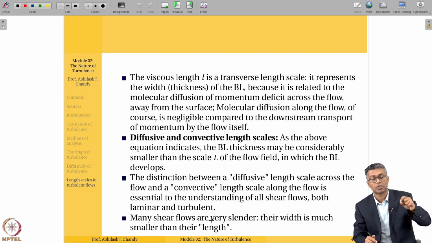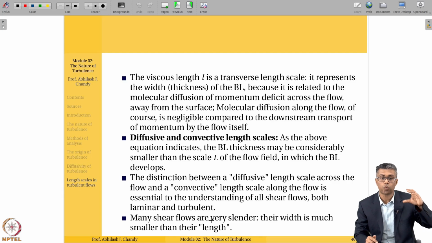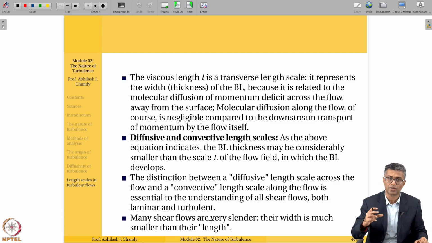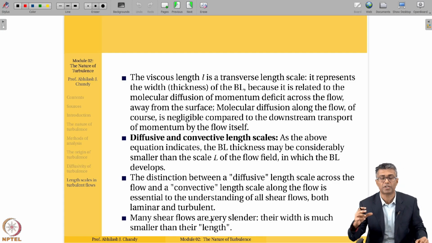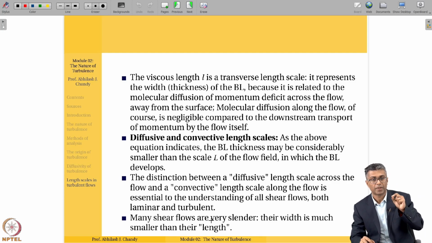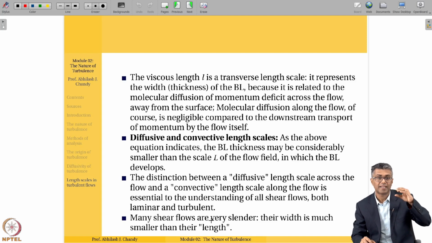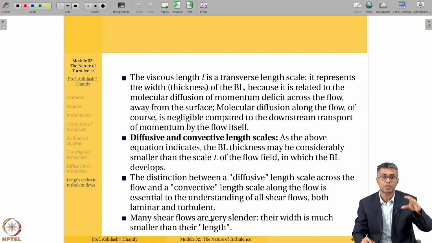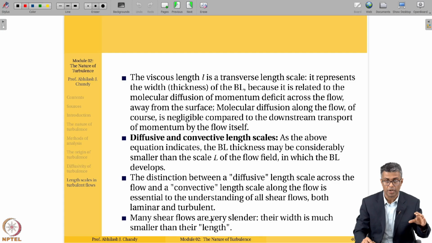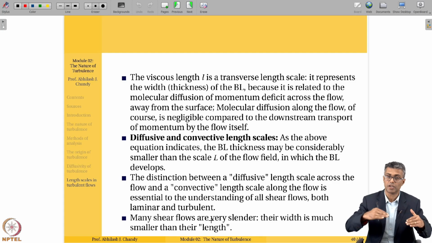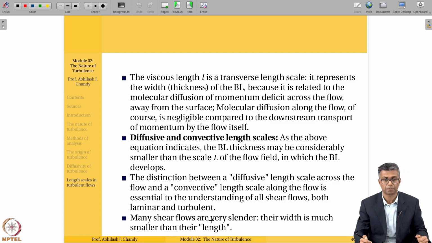So we can call this viscous length scale a transverse length scale. In one way it represents the thickness of the boundary layer, or the width of the boundary layer, because it is related to the molecular diffusion of momentum deficit across the flow. Think about that. This viscous length scale comes from the scales at which the viscous effects are more dominant, which is near the solid surface, near the plate.